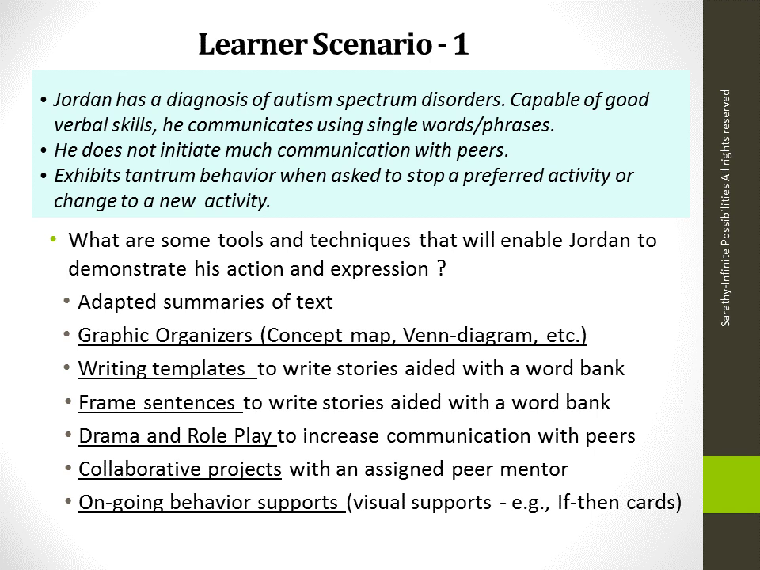How do we get this student to respond more actively and to demonstrate what he has learned? What are some techniques and tools that will enable Jordan? One of the things I just mentioned is the adapted summary of the text. In other words, a simplified version. Let's say we take the story The Wizard of Oz. Can we make a simplified story with, let's say, one sentence per page paired with a picture? And can Jordan go over that?